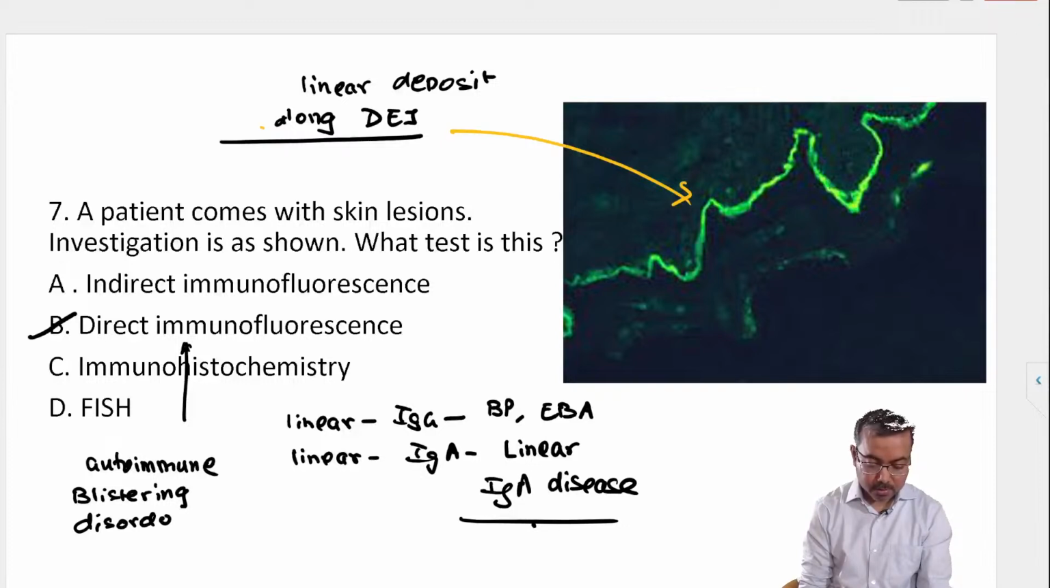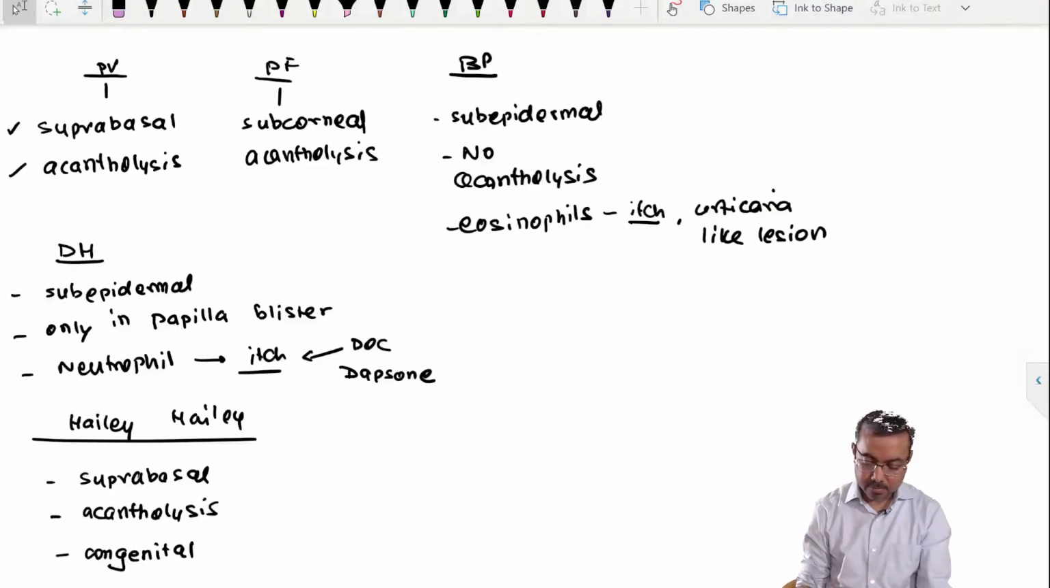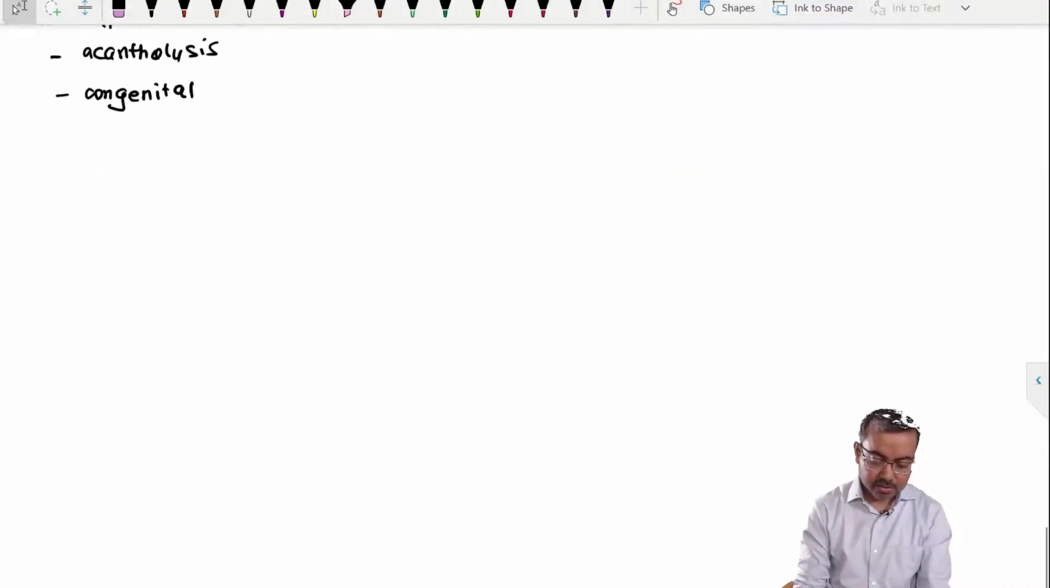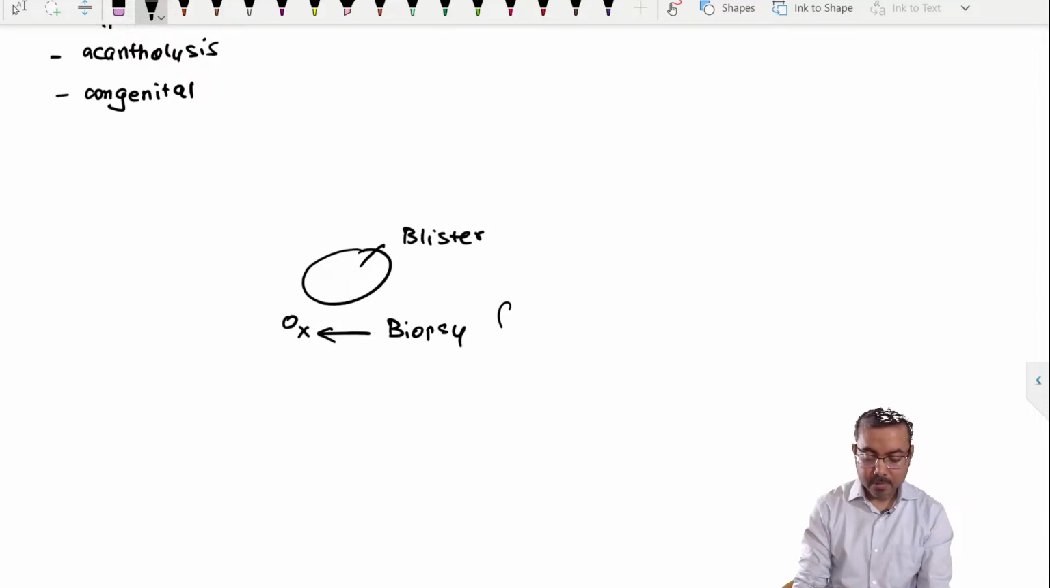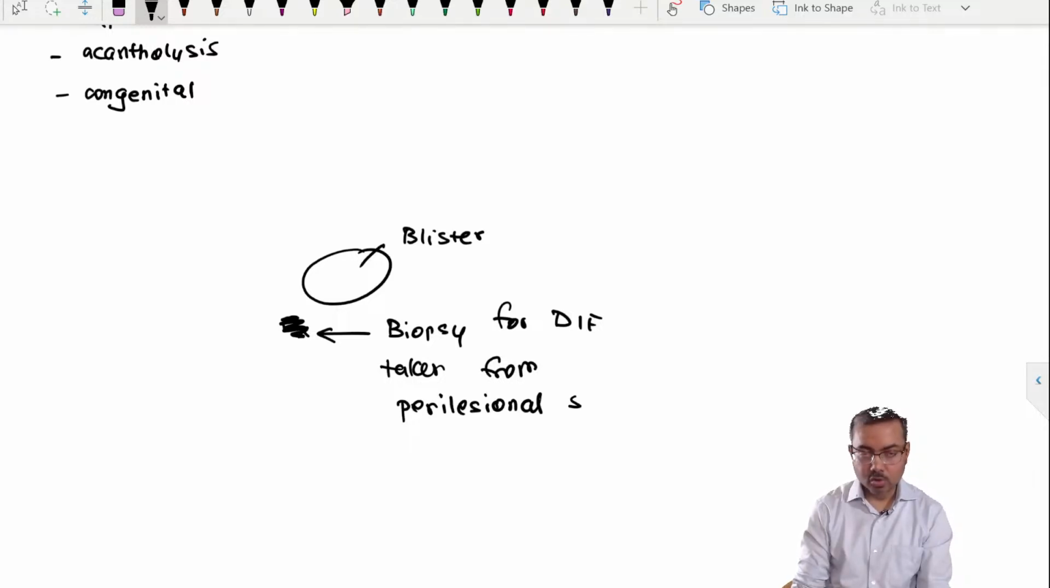Autoimmune blistering disorders. Okay, it could be pemphigus, it could be something else. And one important understanding for you: the biopsy for DIF is taken not from the blister, but from what is called perilesional skin, this area, perilesional skin. We don't have to really know why. Okay, that's beyond the scope of today.